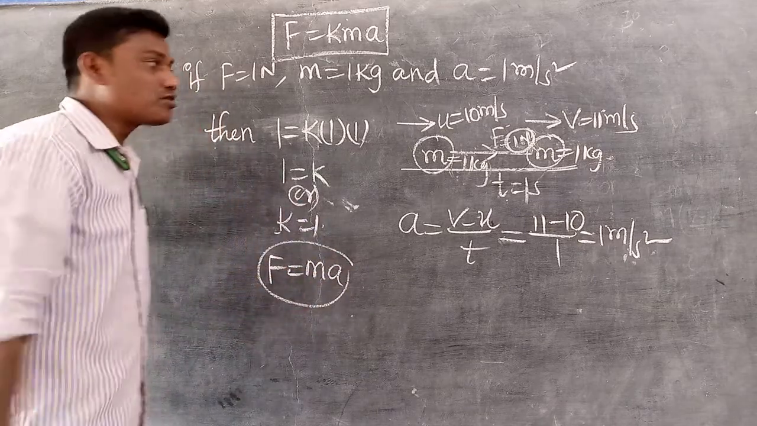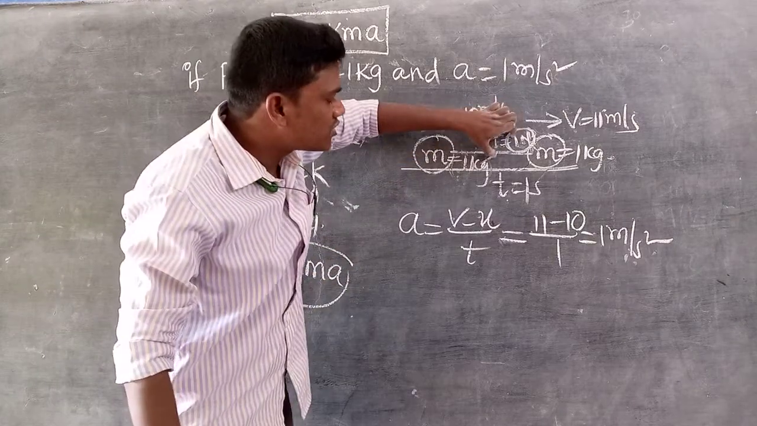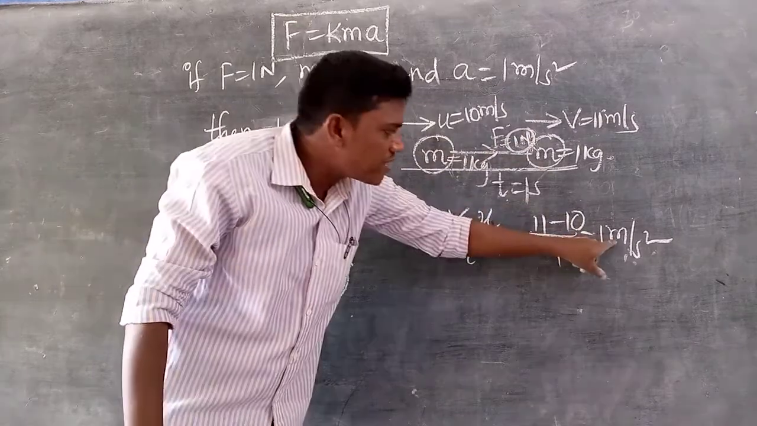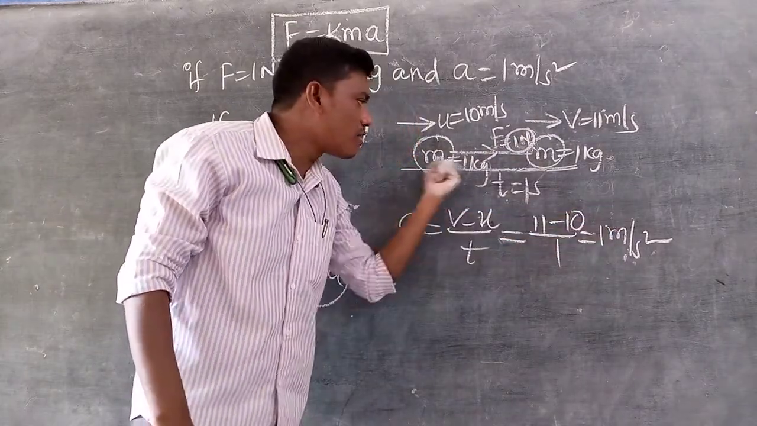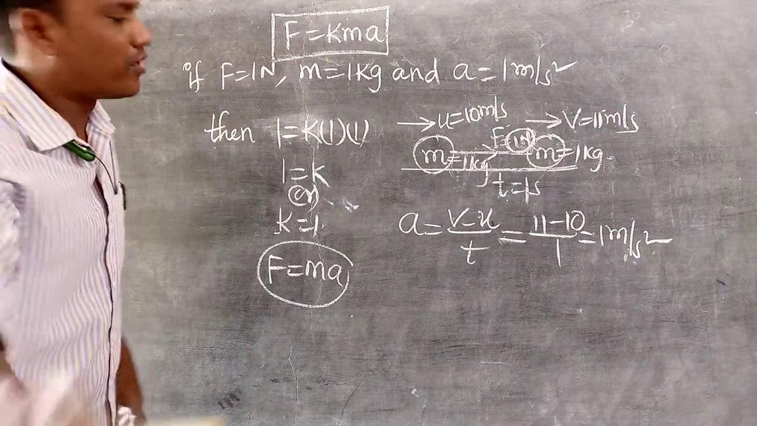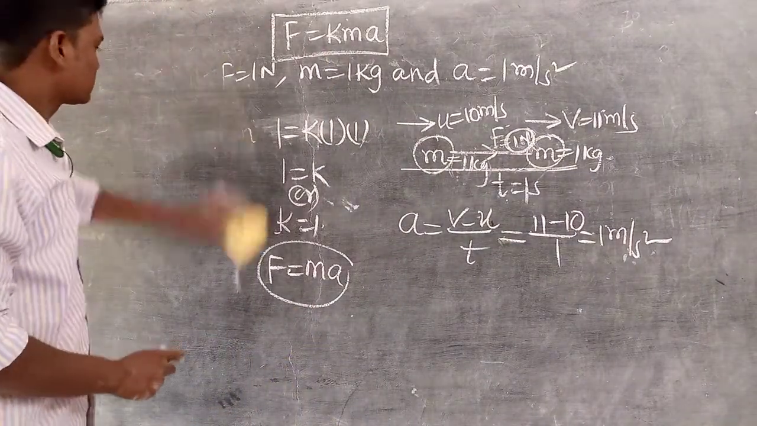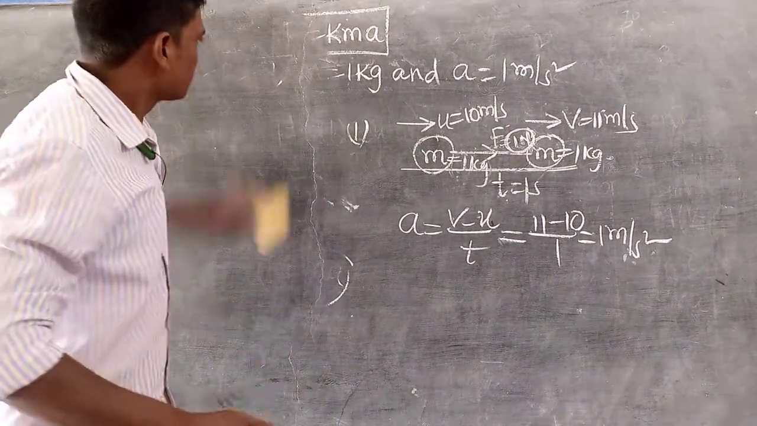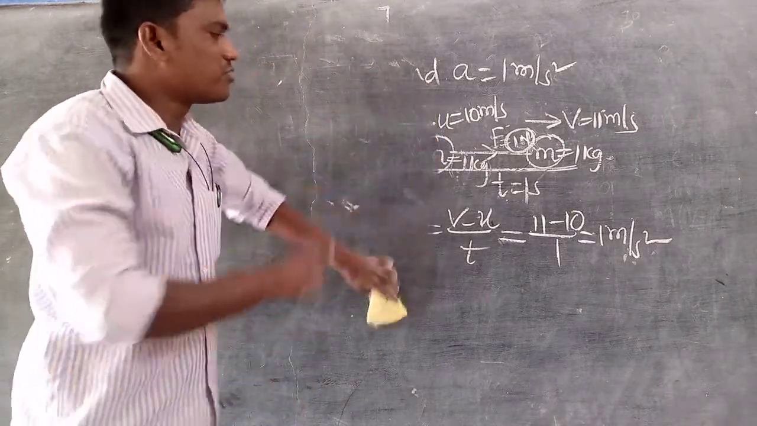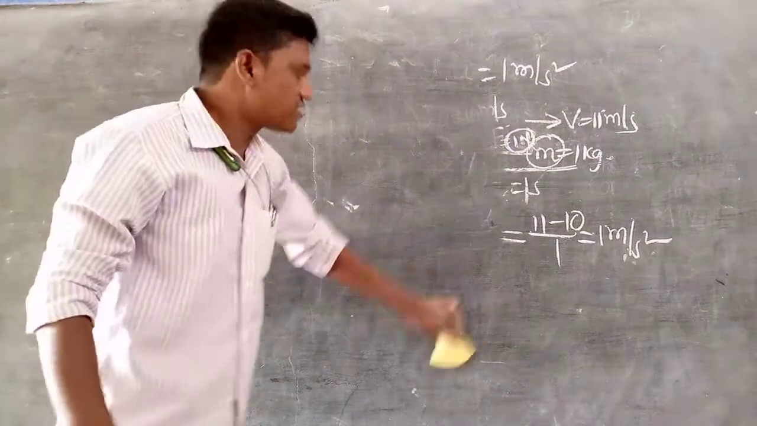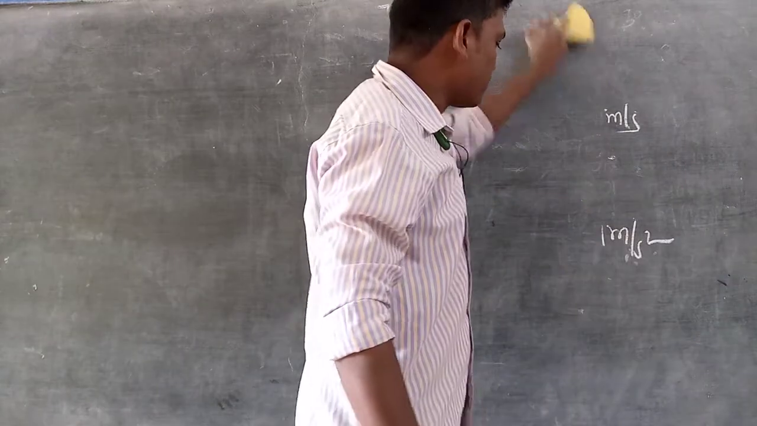When k is equal to 1, 1 Newton force produces 1 meter per second square acceleration on 1 kg mass of a body. But this is not needed during examination, it is for your understanding only. You can write up to F is equal to ma.